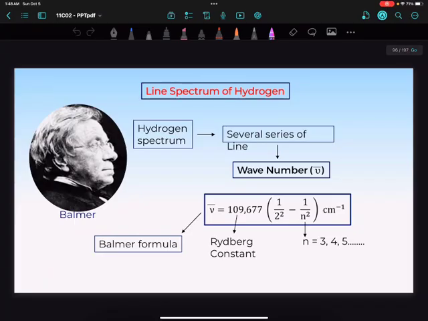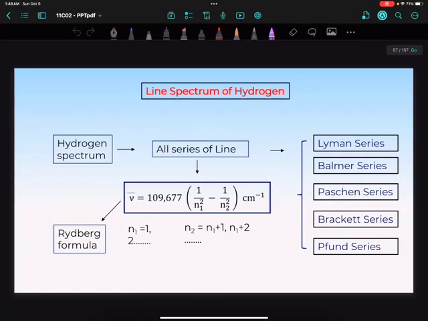The hydrogen spectrum basically has several series of lines, with wave number v equals 10967 into 1 by 2 square minus 1 by n square per centimeter. This formula is known as the Balmer formula. Here this quantity is known as the Rydberg constant. The line spectrum is given by the Rydberg formula.